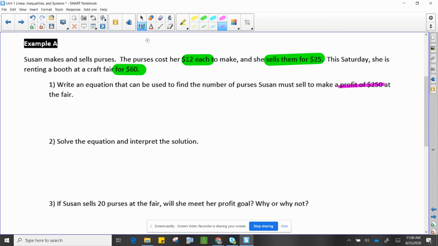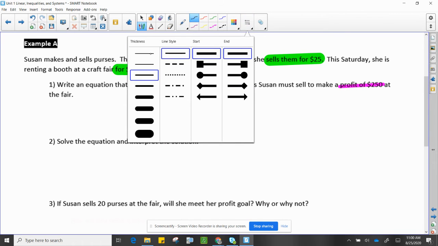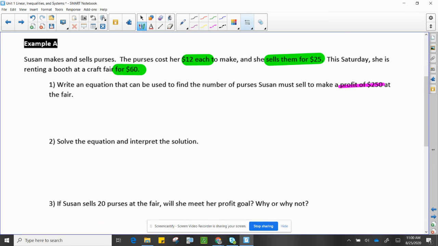So let's start by defining our variables. We want to make sure we know what we're solving for. Right here it says write an equation to find the number of purses. So that has to be our x. I'm just going to put that over here. Okay, so now I know what I'm solving for.